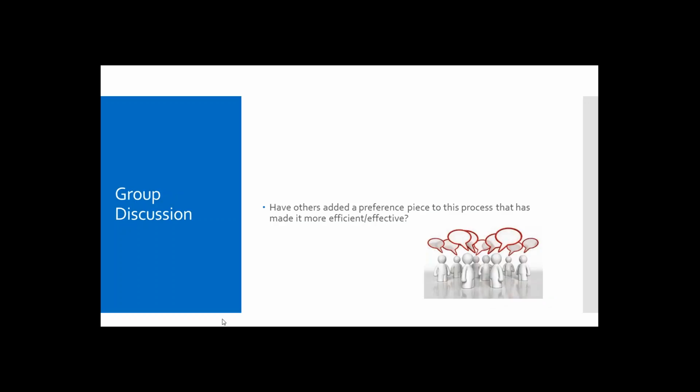All right. Now I'd like to open it up a little bit more for group discussion and ask, has anybody else added any kind of preference piece to the process? Anything that you have found that has made it more effective for you and your use of it, whether it's in the way you go about pulling the cash balances or whatever piece of it there may be?